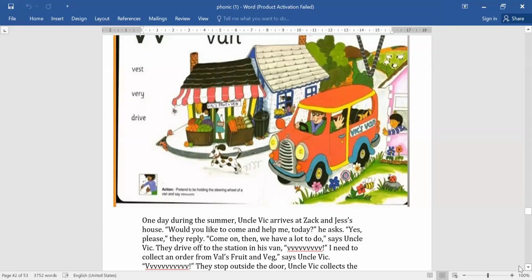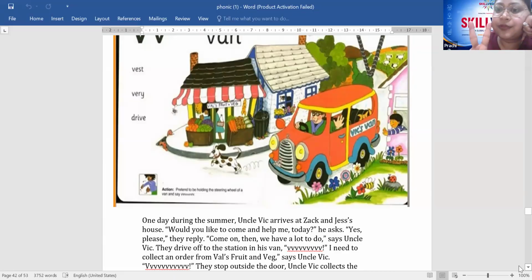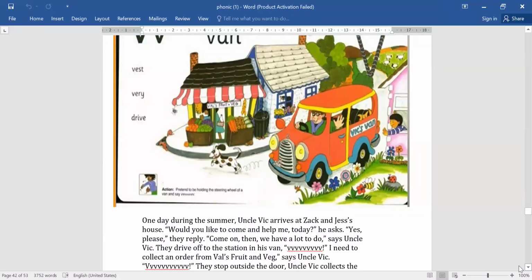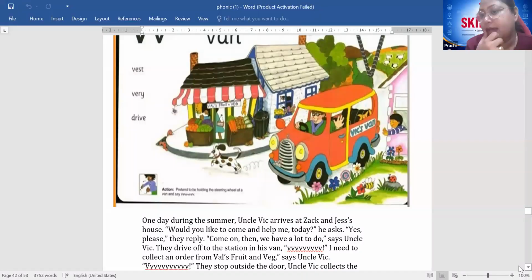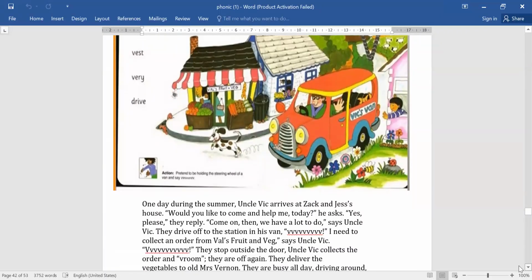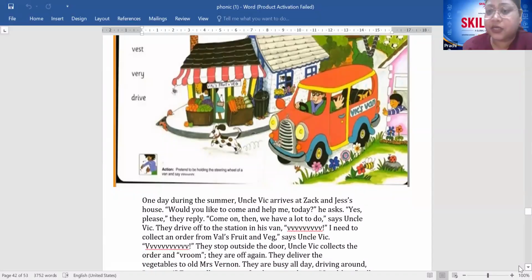And what gesture are you going to give to the children? V, V, V. Open your two fingers and say V. This is a gesture you are going to give for the dictation.